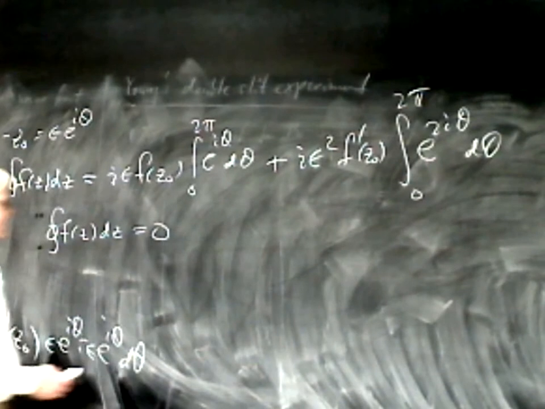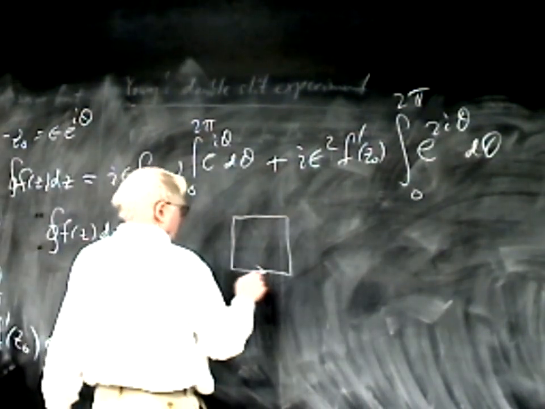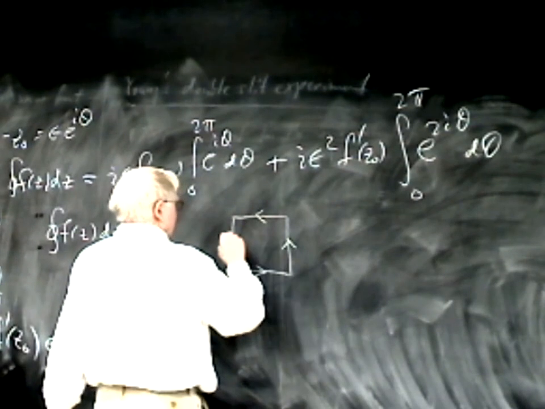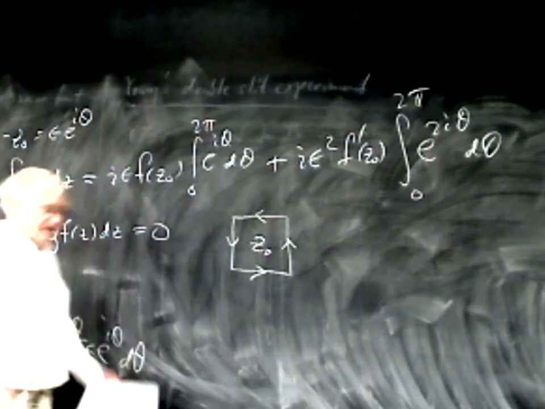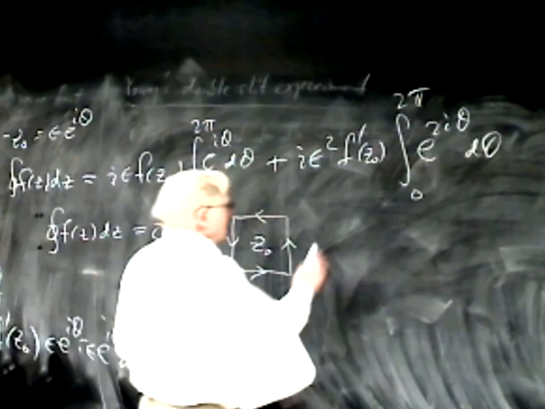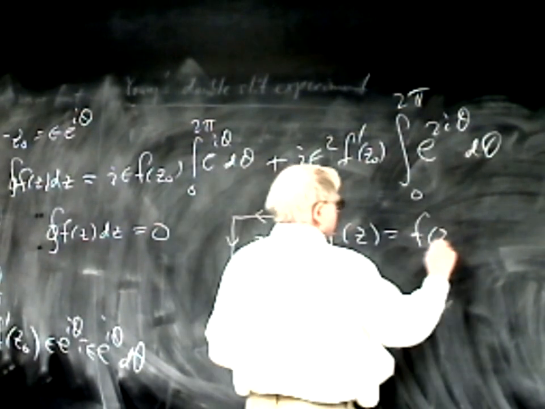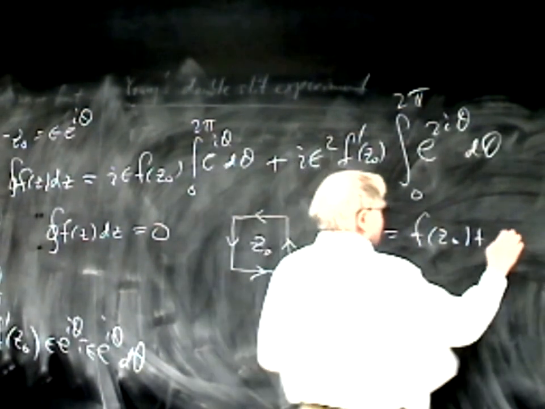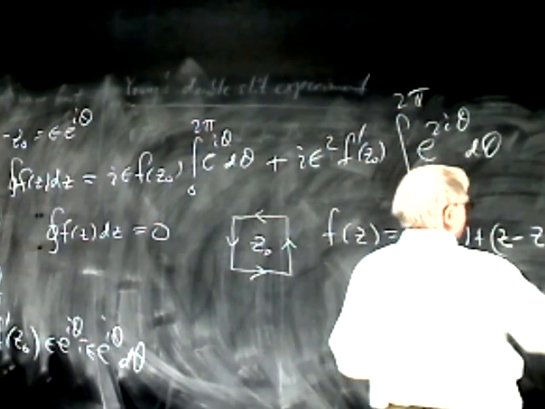Suppose now we did the same thing, but instead of doing an integral around a circle, we did an integral around a square with z0 at the middle. Once again, we assume that f of z is differentiable, so f of z is f of z0 plus z minus z0 times f prime of z0.